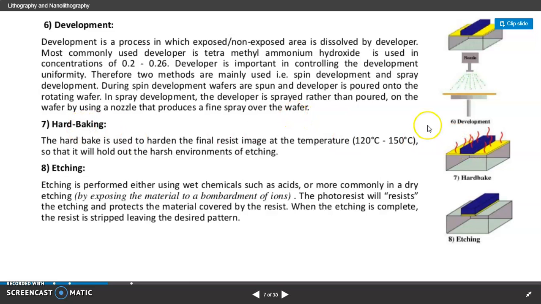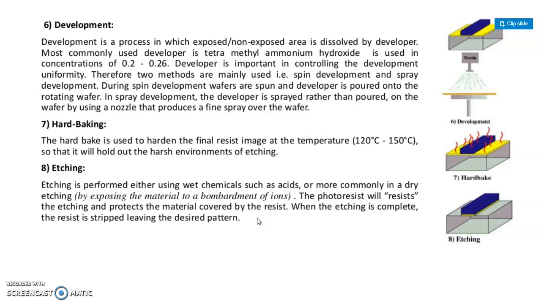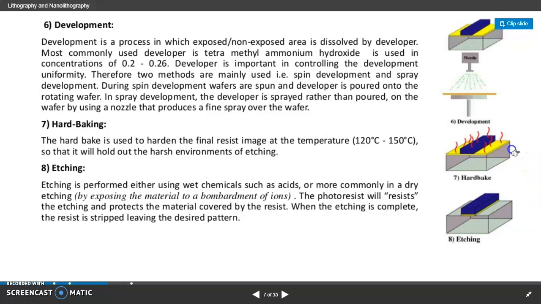Then hard baking. Hard baking is used to harden the final resist image at a temperature of 120 to 150 degrees, so that it will hold out in the harsh environment of etching. Etching is performed using wet chemicals such as acids, or more commonly in dry etching. The photoresist will resist the etching and protect the material covered by the resist. When the etching is completed, the resist is stripped, leaving the desired pattern.